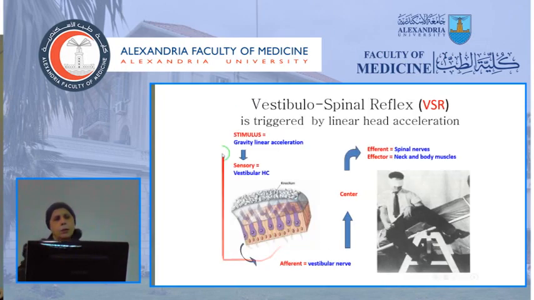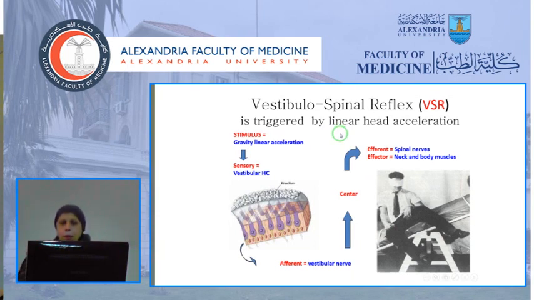So what about now the vestibulospinal reflex? This is a photo that shows you how the vestibulospinal reflex is triggered by linear head acceleration. And when we talk about linear head acceleration, it means that the pull of gravity causes a linear head acceleration on the head.